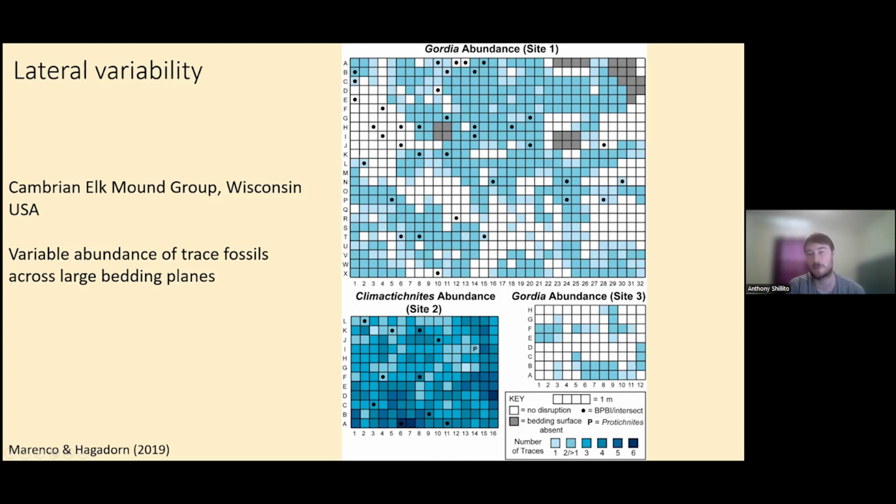But if you're looking at an outcrop that has a small bedding surface, you don't know which part you're going to get. You don't know if you're looking at an area where it's dense, if that's representative, or an area where it's absent, if that's representative. So recording characteristics of the outcrops that you're working on is really important for understanding what our observations mean.